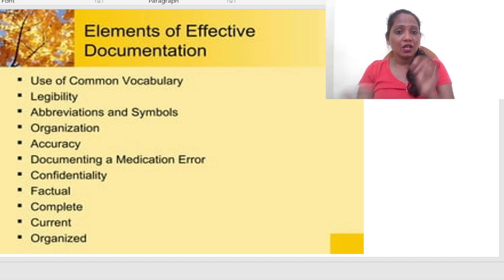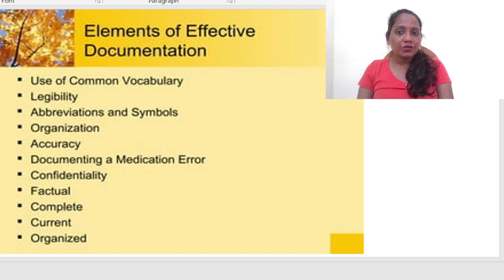And the next one is, whatever you are writing or documenting, it should be legible. Legible means it can be read by anyone even after 10 years. If any person comes to claim the patient details, you should have that legal evidence. Legibility and clarity should be there, clearness should be there in writing the words.